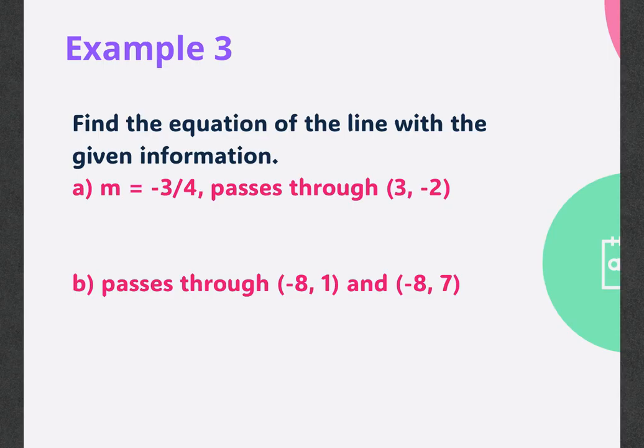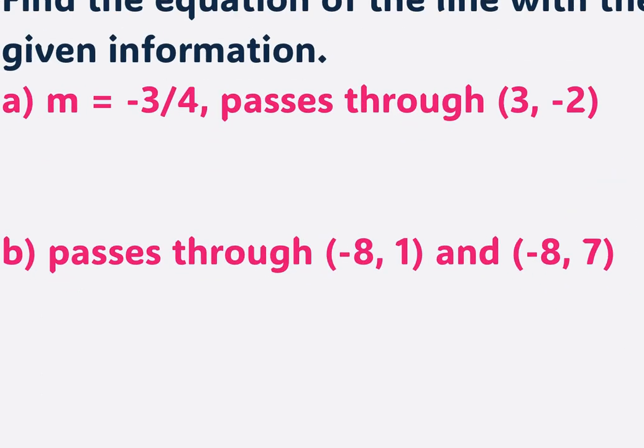All right, example 3 says find the equation of the line with the given information. So for A, I'm given slope and a point. You can choose to plug this into slope-intercept, solve for b, and plug it back in, or you can choose to do point-slope. Honestly, if I'm given point and slope, I tend to do that one, but it really doesn't matter. So I'm going to show you both ways and you get to choose.